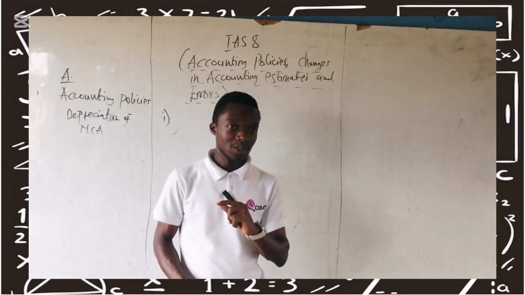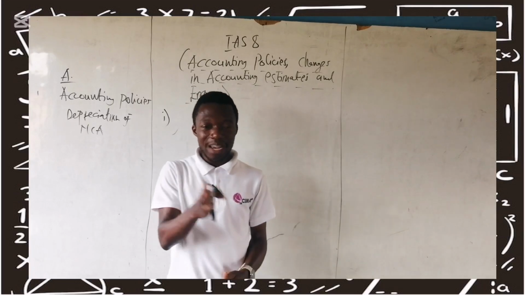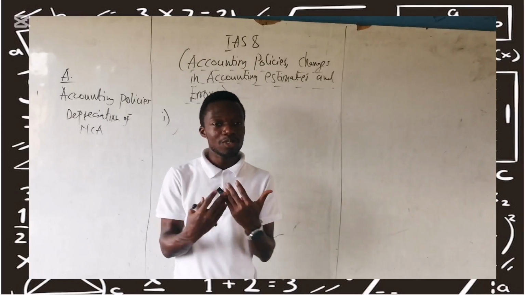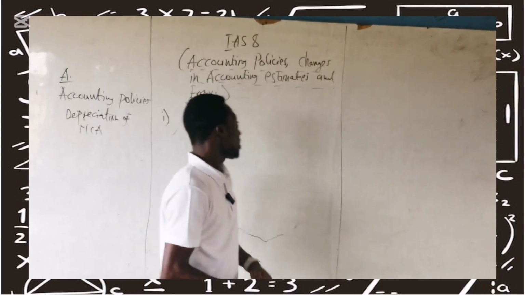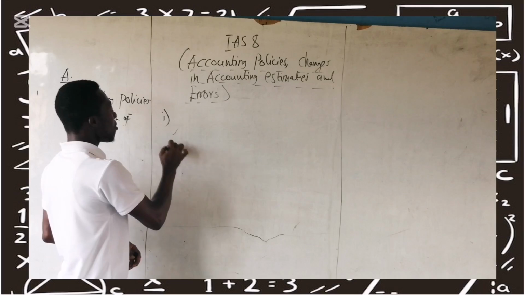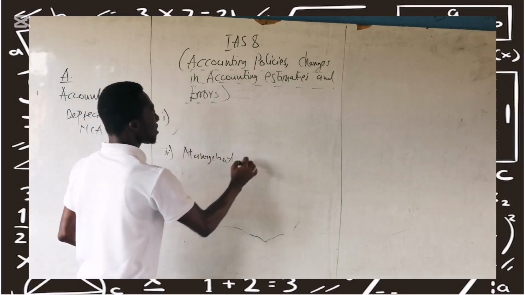That's the first condition. The second condition has to do with where we don't have any standard that is applicable to the treatment of that particular transaction or event. How then do we go? Here, this is where we bring in what we call management judgment.